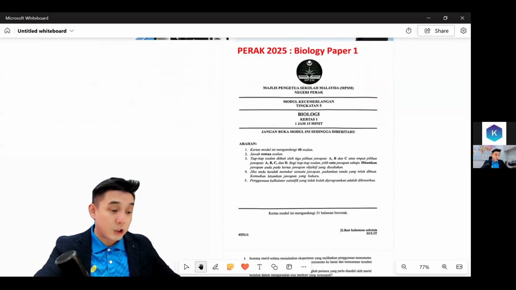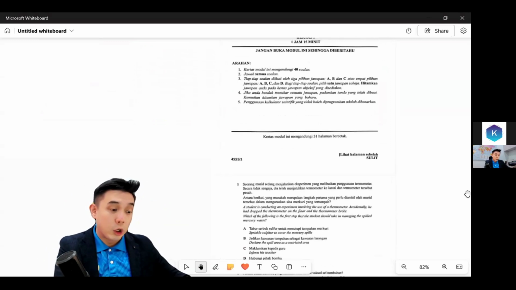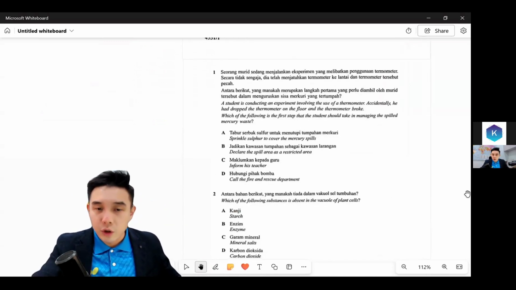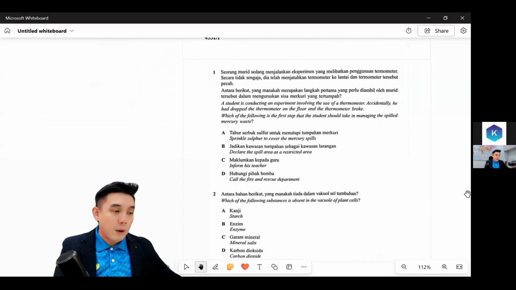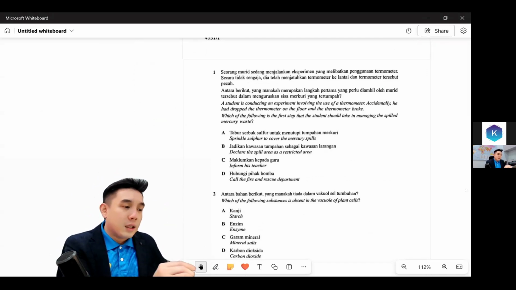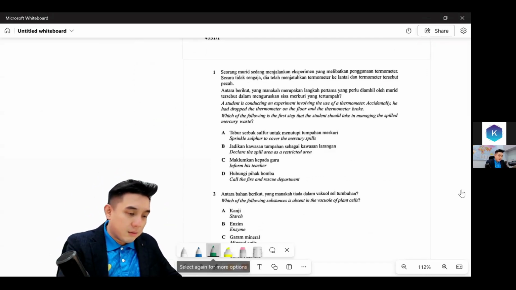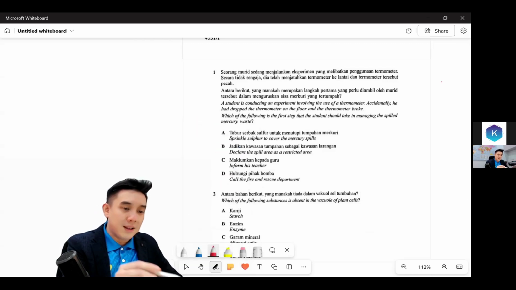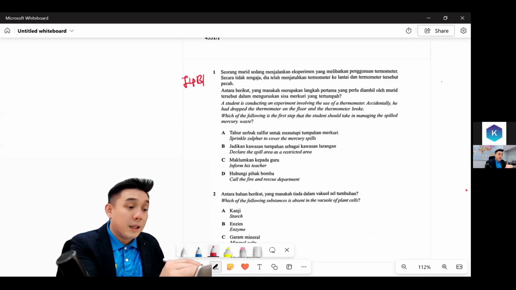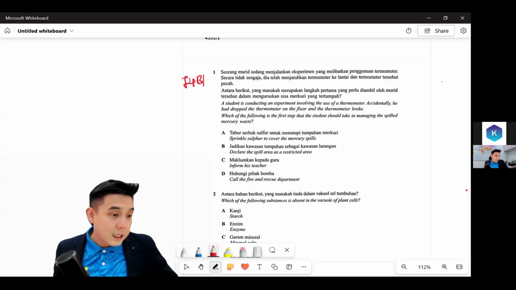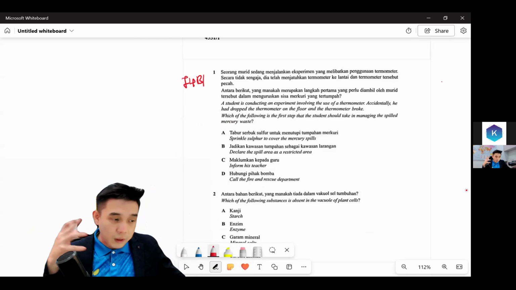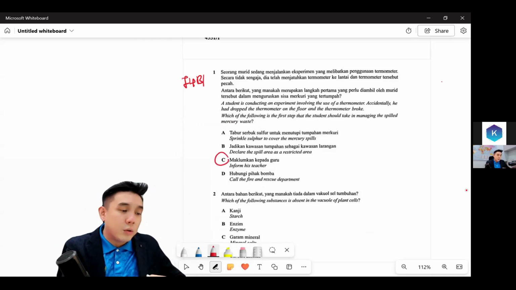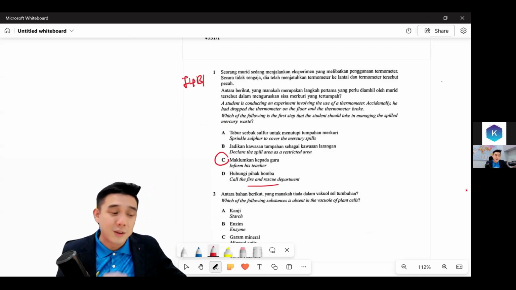Okay, so let's start, guys. Let's look at question 1. We'll be discussing question by question, all right? Normally the very first question would come from Form 4, Chapter 1. Number one, this student broke the thermometer and spilled mercury. First thing to do is inform the teacher. Don't straight away call the fire and rescue department. That one is not your job.